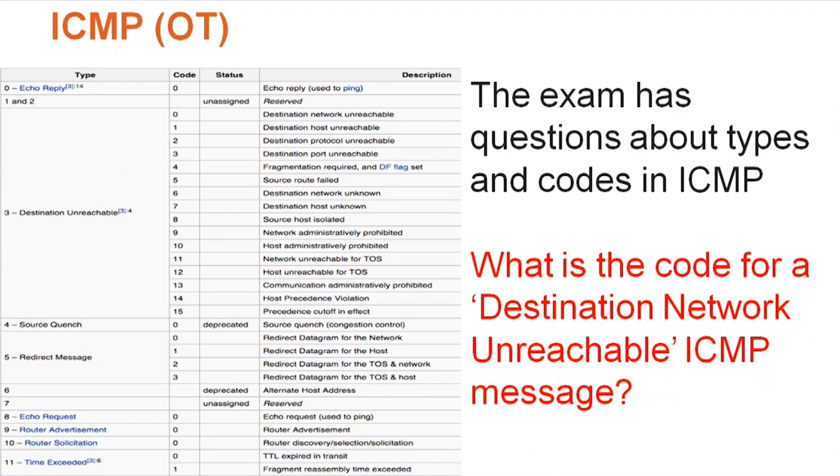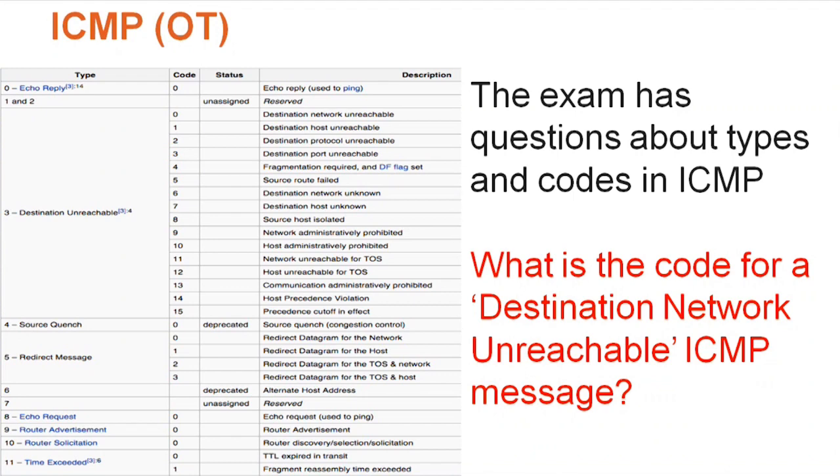So you're going to be asked questions about types and codes in ICMP. What is the code for a destination network unreachable ICMP message? Okay, let's take a look. So you see the type column on the left, the code, and then the status and the description. Those are the columns we're looking at. So under type, you see destination unreachable. That's a number 3. So type 3, code 8, is a source host isolated.